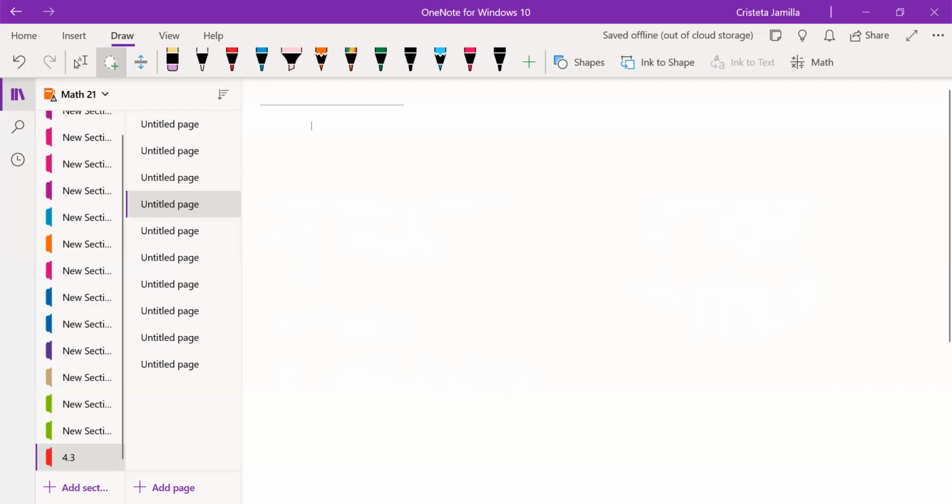Okay. 4.3, 4.3, 4.3, 4.3 exercises. Why is it not there? Wait.